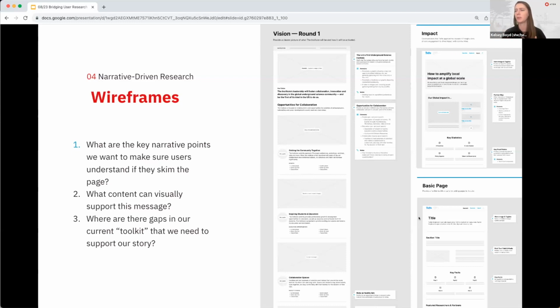So we're thinking about what key narrative points we want to make sure users can understand if they're skimming the page, what content can visually support that message, and where there are gaps in your current toolkit that you need to fill to support the story. That might mean you need to pull together key statistics, or you realize it's really important to have a compelling video that interviews some of your stakeholders or users to tell the story in a more personal way. This is where we start to think about what elements of the site we want to make sure are captured and that we're designing as we move forward.